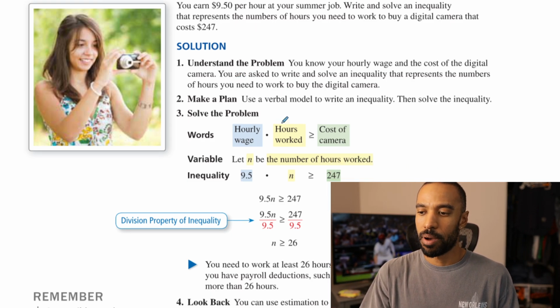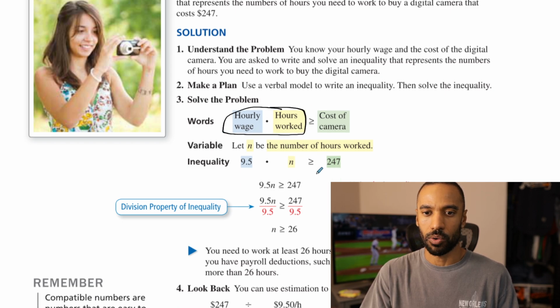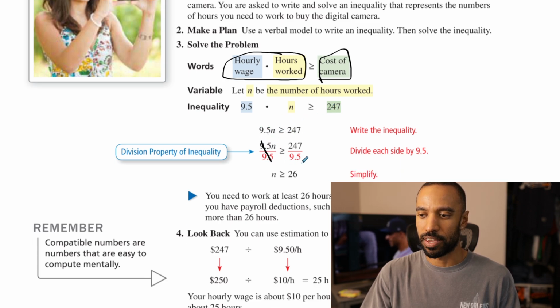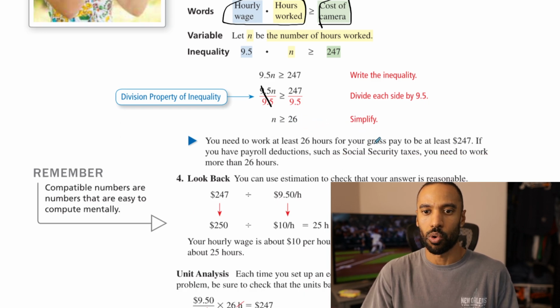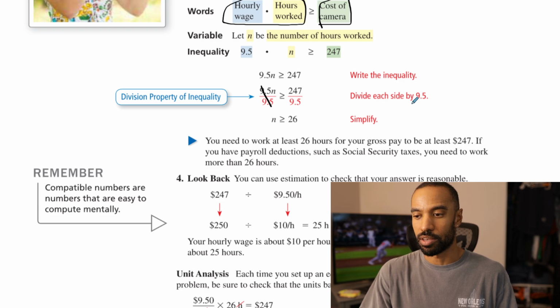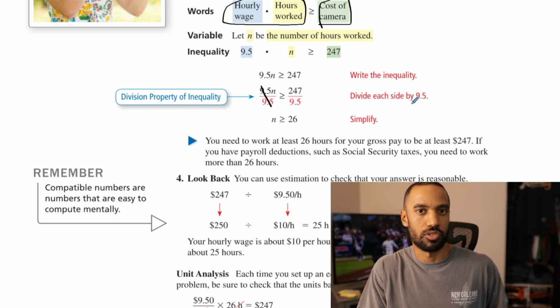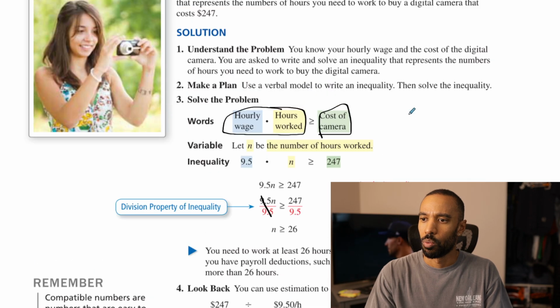So, however much I make by my wage and hours worked must be greater than or equal to the cost of the camera, $247. 9.5 times n, if n is the number of hours worked, must be greater than or equal to 247 in my situation. If I divide both sides by 9.5, I can solve for that. Apparently, the integer value is 26. If I work 26 hours or more, I will make $247 or more. So that's it. I can work 100 hours and then it's $950. Was there another part?